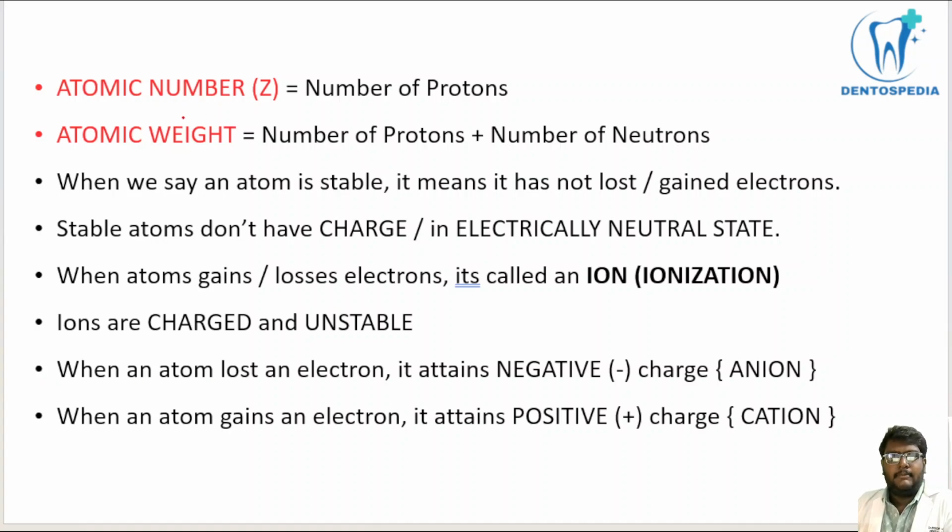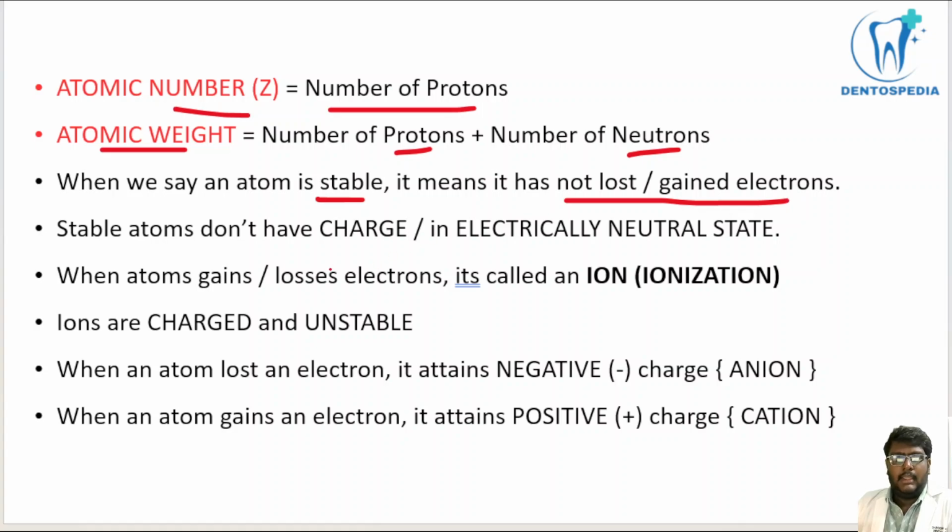What is atomic number? It is represented by the letter Z. It is nothing but the total number of protons in an atom. What is atomic weight? It is the number of protons and neutrons in an atom. You might have seen the atomic number and atomic weight in the periodic table, right? When we say an atom is stable, it means it has not lost or gained electrons. These atoms don't have any charge, and they are in an electrically neutral state.